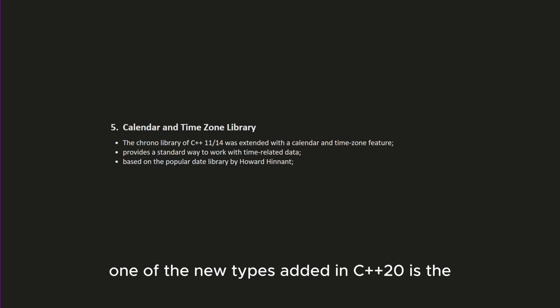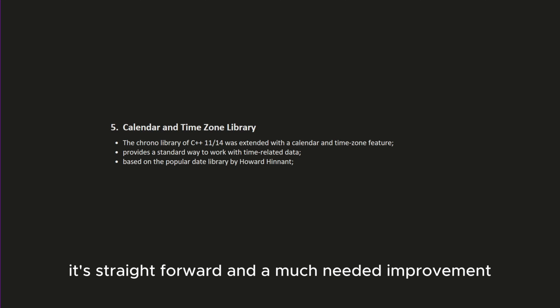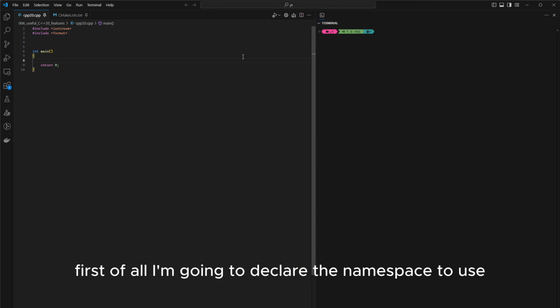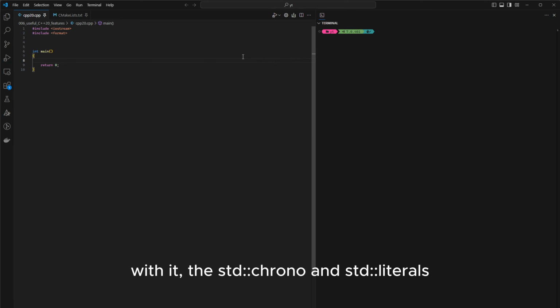One of the new types added in C++20 is the std::chrono::year_month_day, which represents, you guessed it, a year, a month, and a day. It's straightforward and a much needed improvement. First of all, I'm going to declare the namespaces to use with it, std::chrono and std::literals.